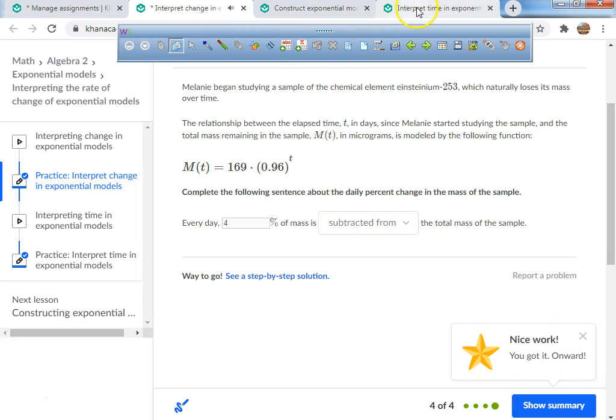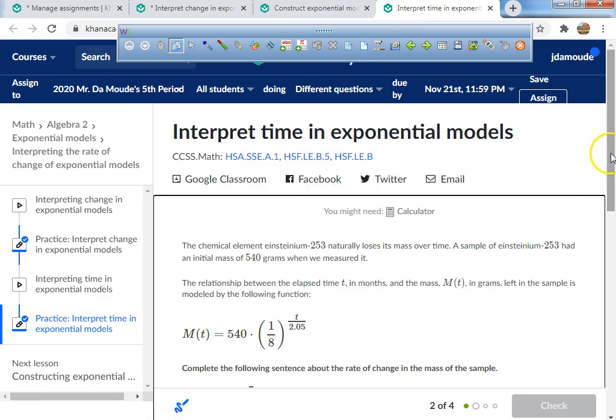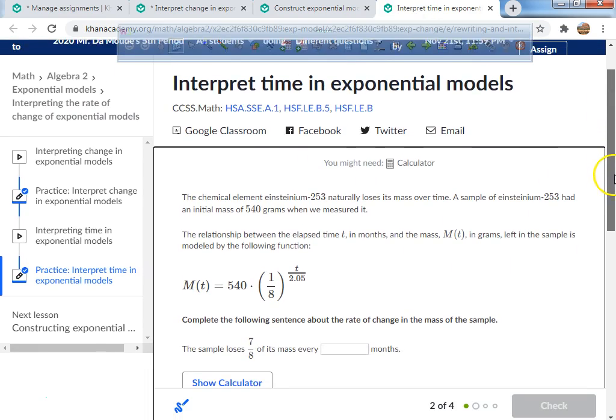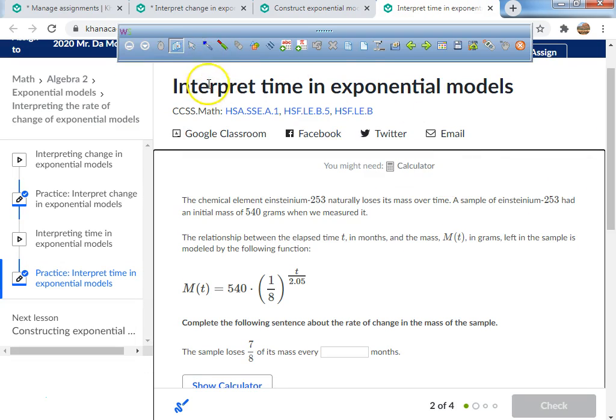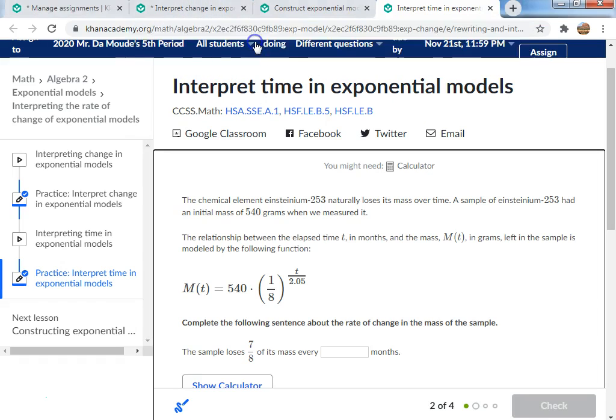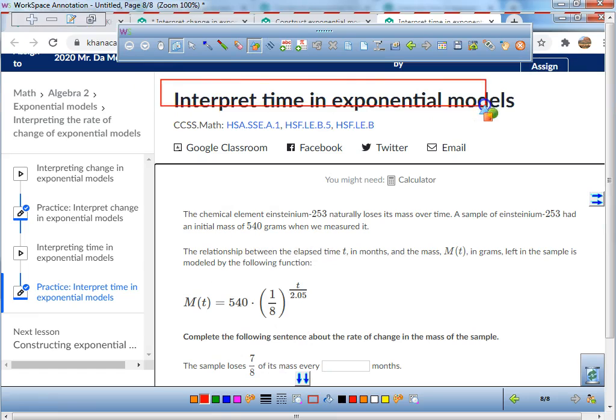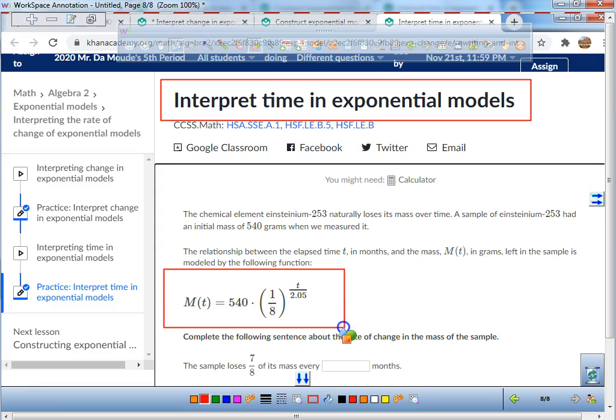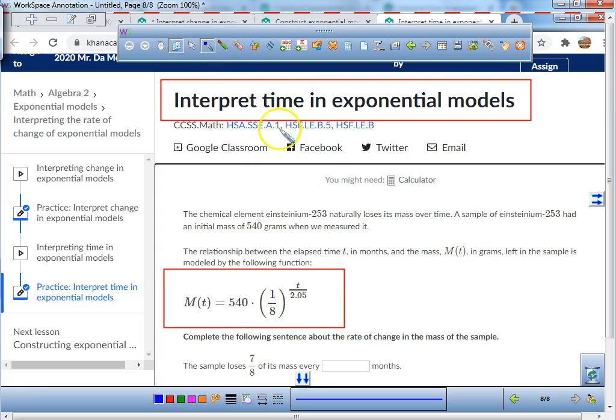Okay. Now the next one's going to be a little bit more difficult. It's not that, actually, it's not that bad. Okay. But what we're going to be talking about now is what's called interpreting time in exponential models. So what you're going to want to do is write this right here. All right, and we are going to write this guy right here in our journal. All right, we're going to write that guy down. Interpreting time. Now, does everybody see the factor here, the b factor? Our b factor is 1 over 8.